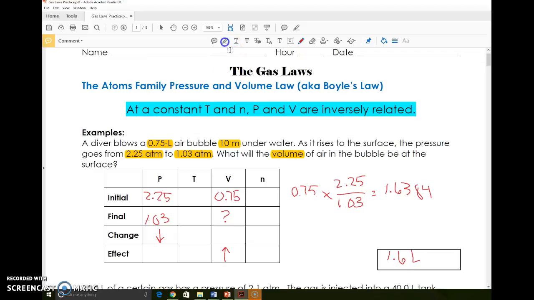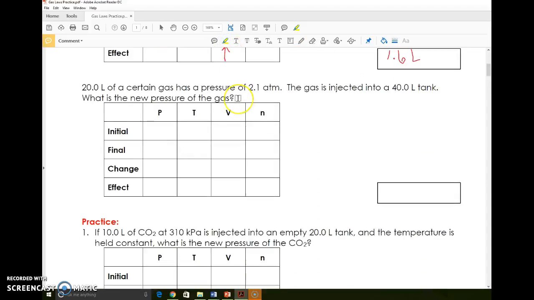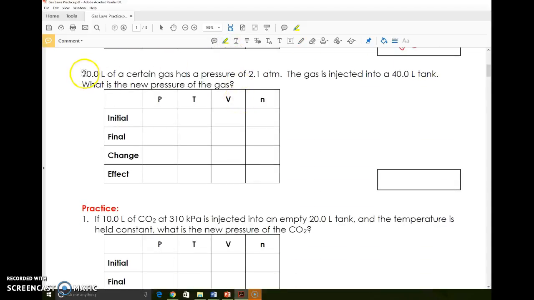Let's do a second application of the pressure and volume law. This time we have 20 liters of a certain gas at a pressure of 2.1 atm. The gas is injected into a 40-liter tank and we need to determine the new pressure of the gas. Liters again is a unit of volume, as we learned from our first unit of the year. So we have 20 liters as the initial volume. The initial pressure is 2.1 atm.